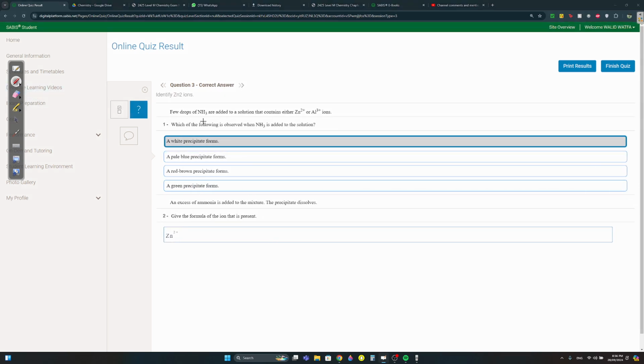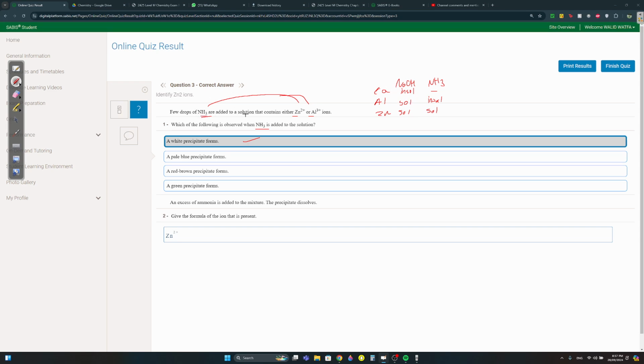Question 3. You add NH3 to zinc or Al. Which of the following is observed when you add NH3 to zinc and Al? You get a white precipitate. Remember: Ca, Al, Zn with NaOH and NH3, right? Insoluble, no reaction. Soluble, insoluble. Soluble, soluble, right?